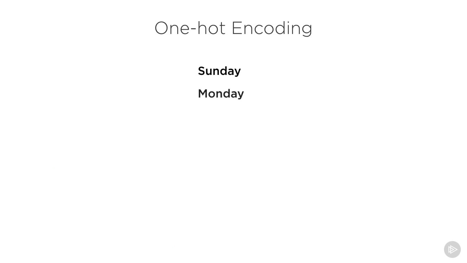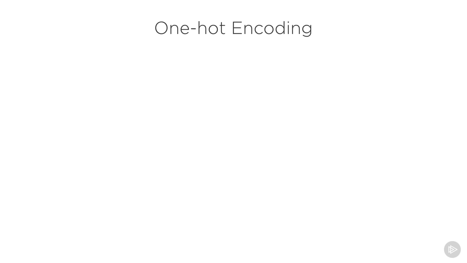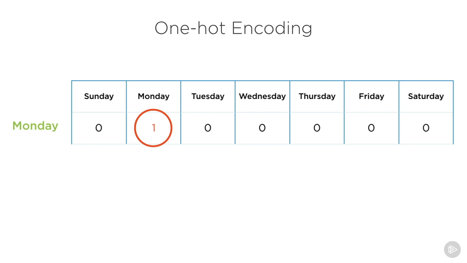Let's take an example of a categorical variable. Categorical variables have discrete values such as days of the week starting from Sunday and ending on Saturday. These days of the week can be represented in numeric form using one-hot encoding. Let's say you wanted to represent Monday in a feature vector where every element of the vector represented one of the days. You'd have the value 1 in the position for Monday and 0 in all other positions.